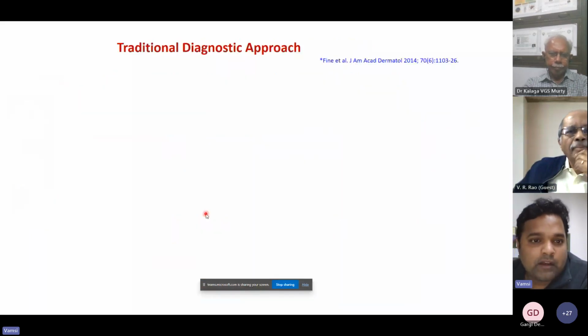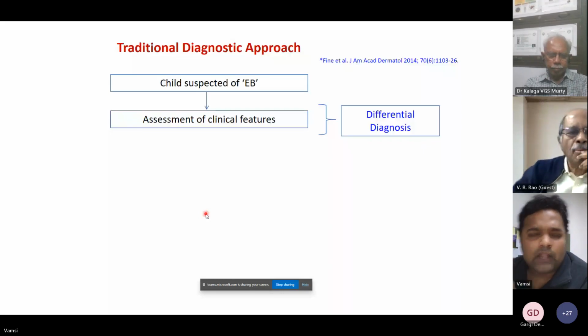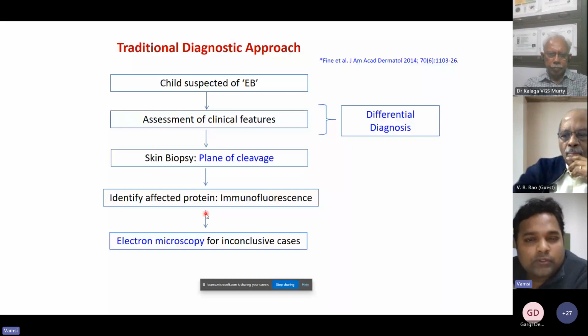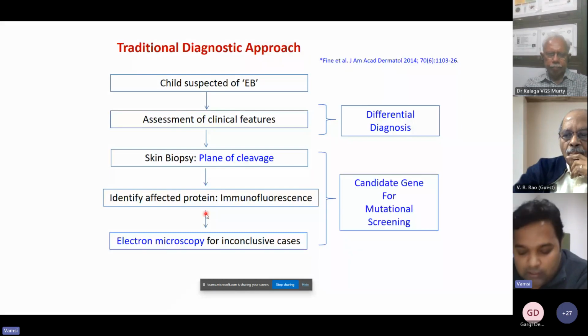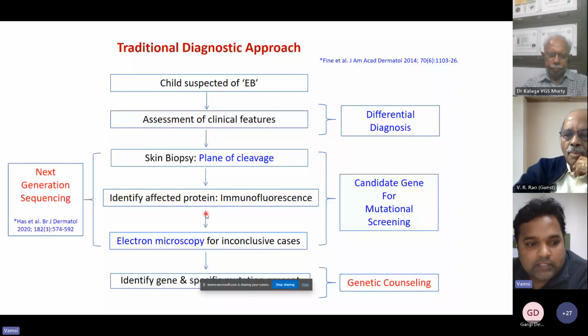Traditionally, the diagnostic approach for a child suspected with EB has been to look at clinical features, make a differential diagnosis, and then take a skin biopsy and do immunofluorescence labeling. In inconclusive cases, you use electron microscopy. The idea is to identify a candidate gene that you can sequence to find the mutations precisely and then take them to genetic counseling. But recently, with the boom of next generation sequencing, this has mostly been replaced. Very recent guidelines were published in 2020 in BJD that encompass all the diagnostic approaches for Epidermolysis bullosa.